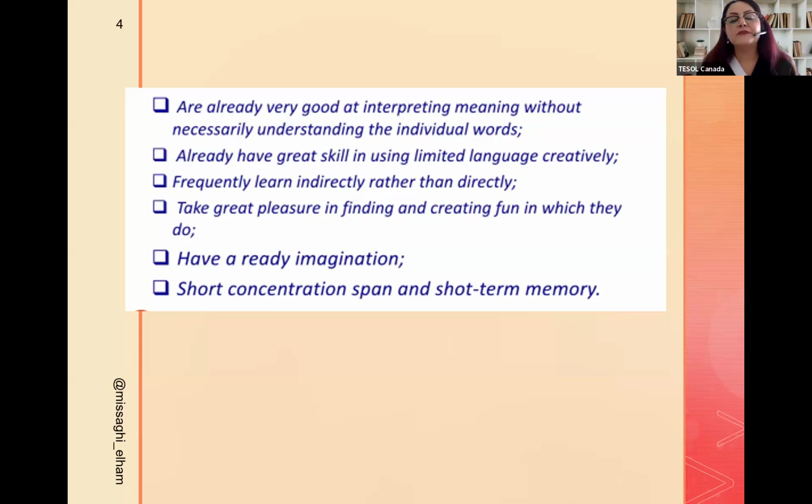And they have a ready imagination. When you tell them, okay, everybody, imagine we are in the party. Without saying, they start dancing and laughing. Oh, yeah, we are in the party. They have a very good imagination. On the other hand, short concentration span and short term memory. So basically, for younger children, they can concentrate up to 10 minutes. After 10 minutes, they start looking around or they start coloring with a color pencil. Or look at their classmates' books.